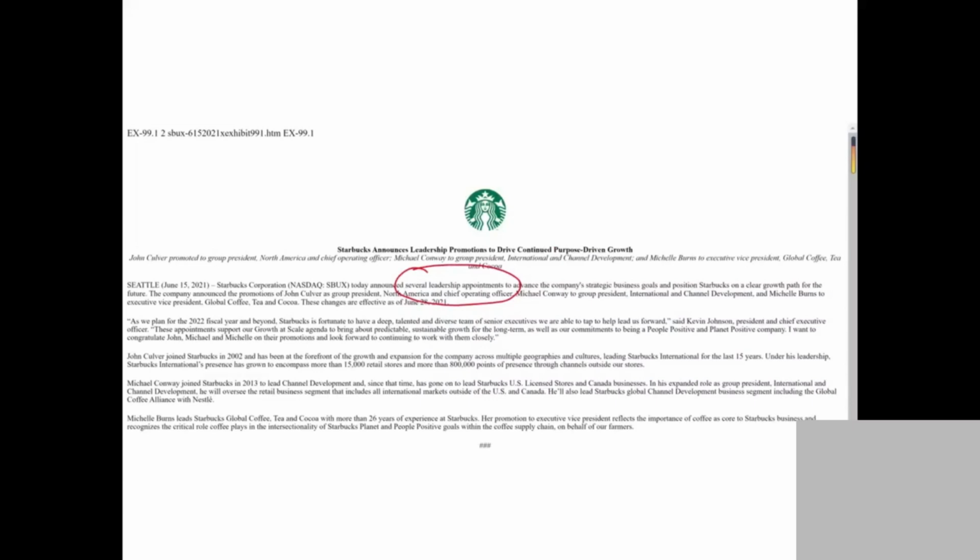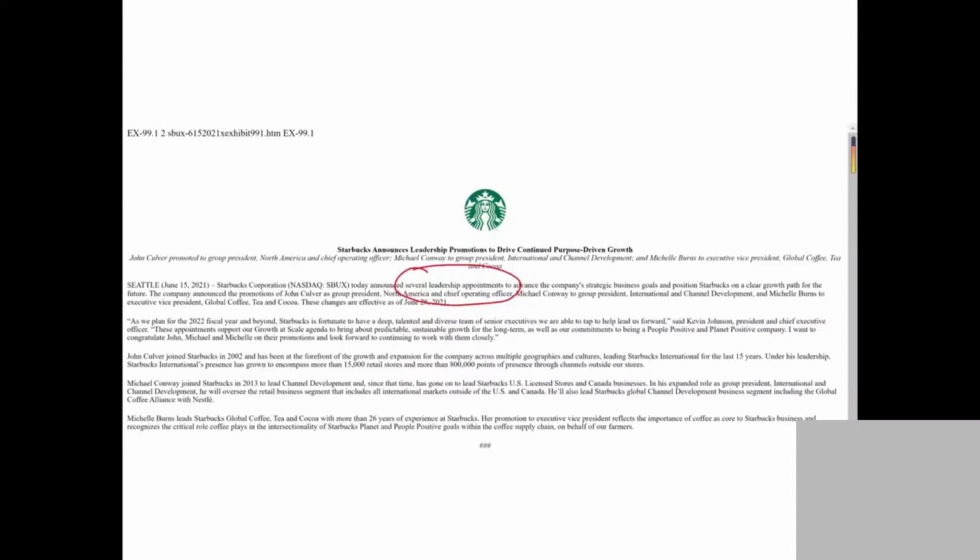So Starbucks announced the leadership promotion to drive continued purpose-driven growth. They have several leadership appointments. You can see that this kind of leadership appointment you can find in the 7.01. But it's, again, an appendix. 7.01 also has exhibit 99.01.